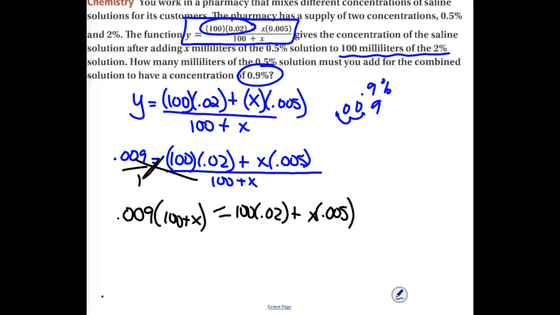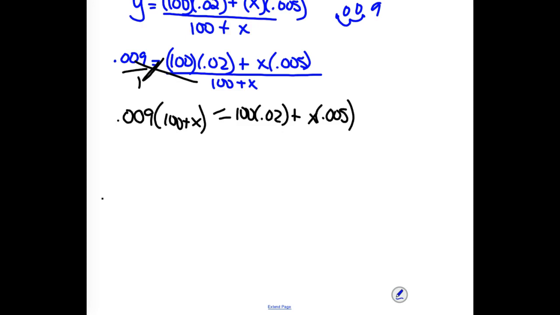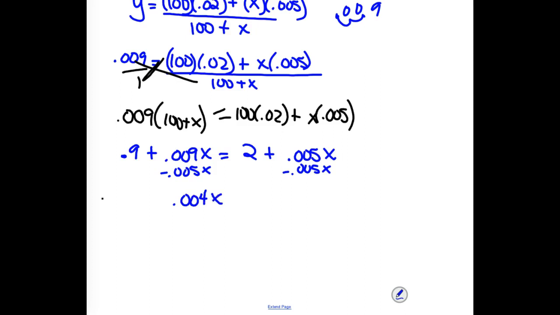All right, simplifying. What do we get when we take 9 thousandths times 100? Times it by 100 moves our decimal back 2 places. 9 thousandths times X is 9 thousandths X. 100 times 2 hundredths is 2. And we have 5 thousandths times an X. Can we get all our X's to one side? I'm going to subtract these over here. So we have 4 thousandths X left. And can we subtract the 9 tenths over here? 2 minus 9 tenths would be 1 and 1/10. Take that divided by 4 thousandths. What do we get for X?